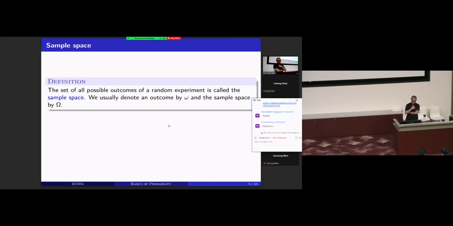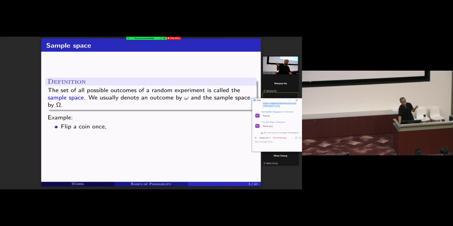By convention, we usually use this lowercase omega for an outcome, an arbitrary outcome. And the sample space is usually denoted by a capital omega, so this big omega. So maybe let me give you some very simple examples.